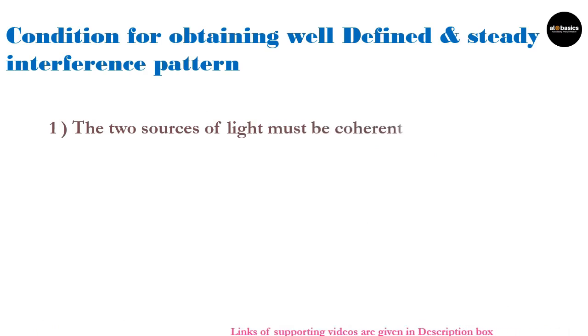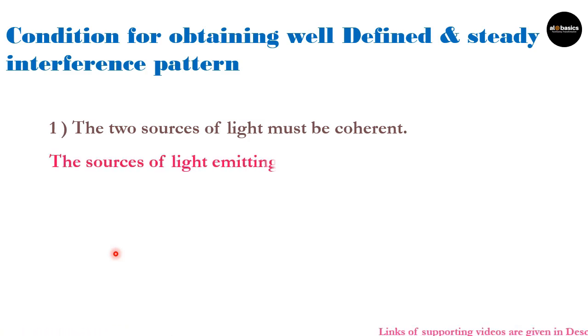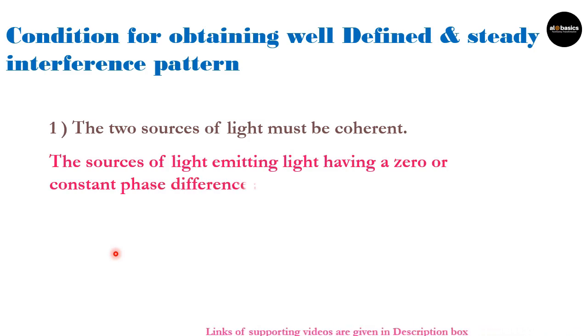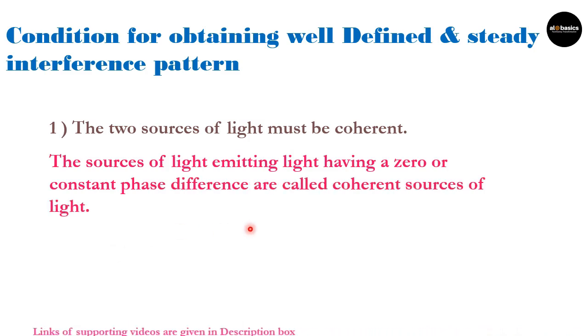Let us start with first condition, that is two sources of light must be coherent. What is meaning of coherent? The two sources are said to be coherent if they are emitting light having a zero or constant phase difference. So you can write definition of coherent sources in this manner.